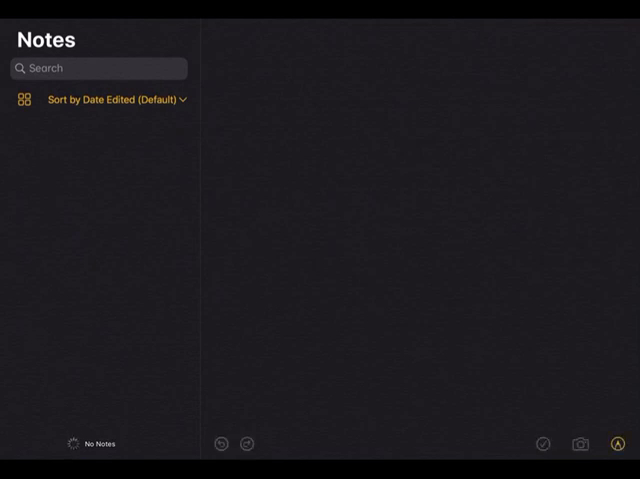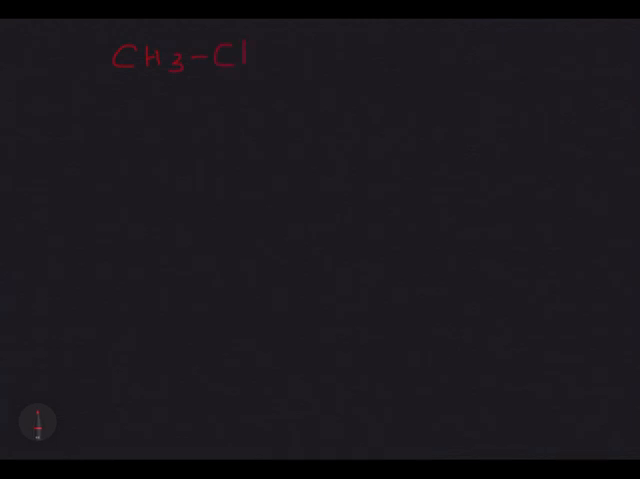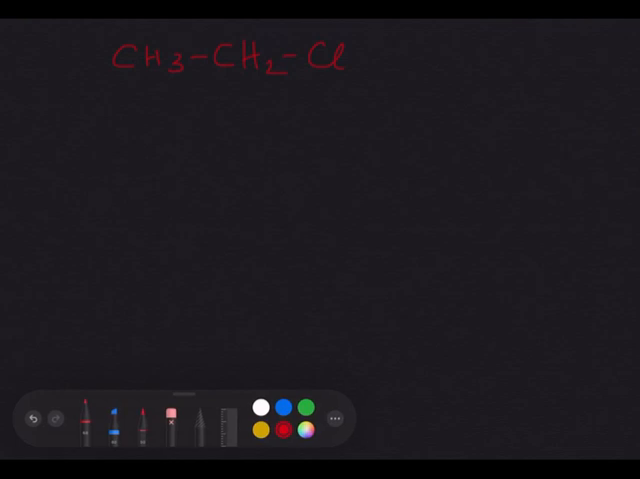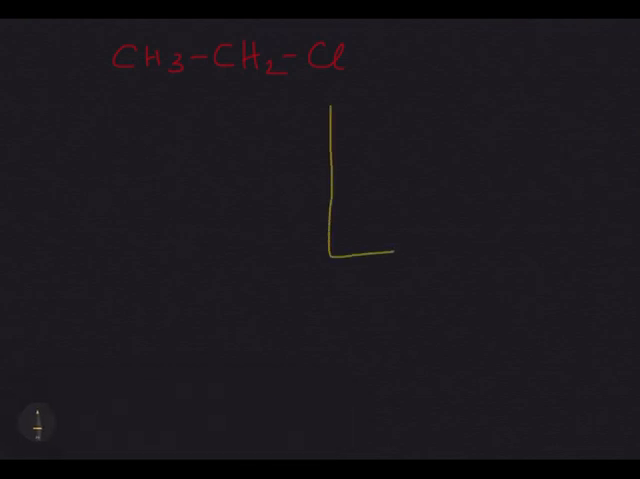So let's see the NMR spectrum of the compound chloroethane based on spin-spin splitting. The compound is CH3, CH2, Cl. In the NMR spectrum, first of all, we have the peak for the CH2 proton, because that is the most deshielded proton. Adjacent to the CH2 we have 3 protons.